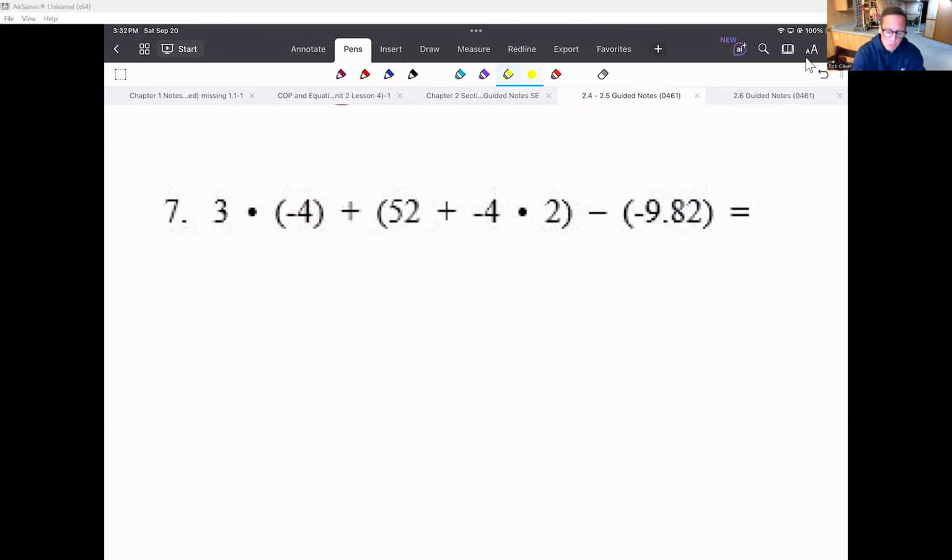All right, so let's take care of the parentheses here first. And then within the parentheses, we're going to take care of the multiplication first. So that's what I'm going to do first.